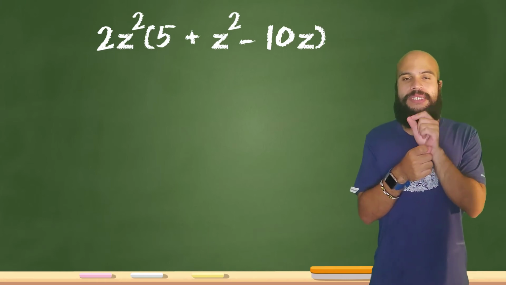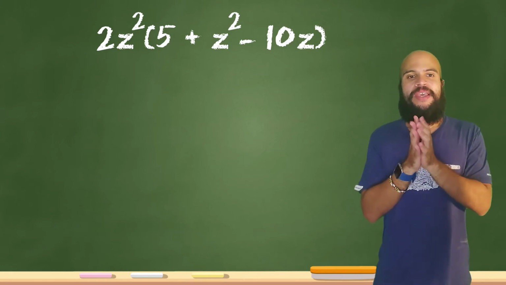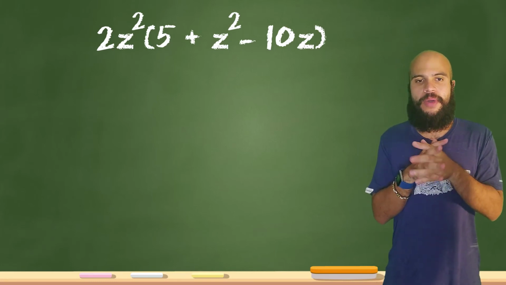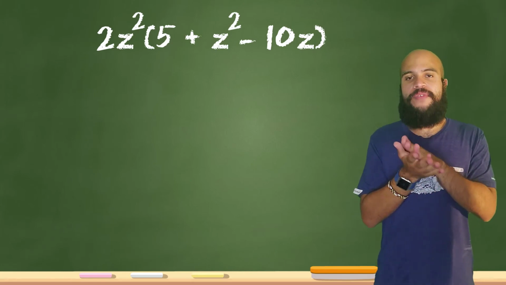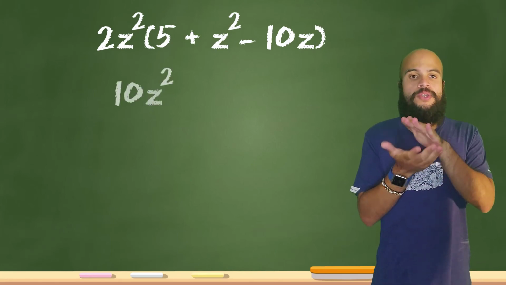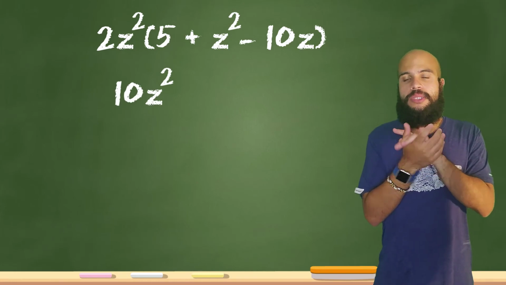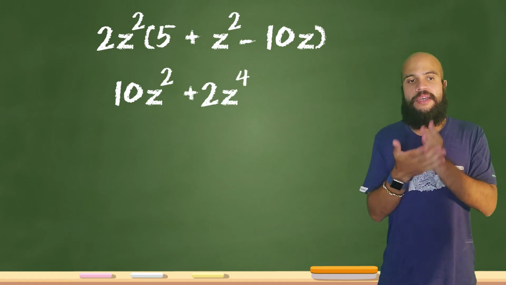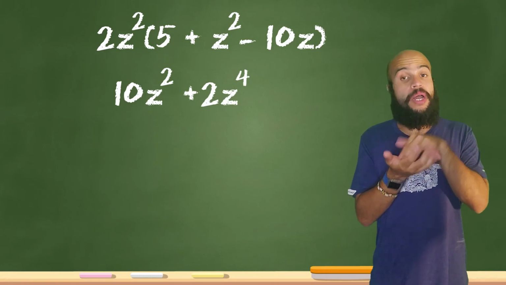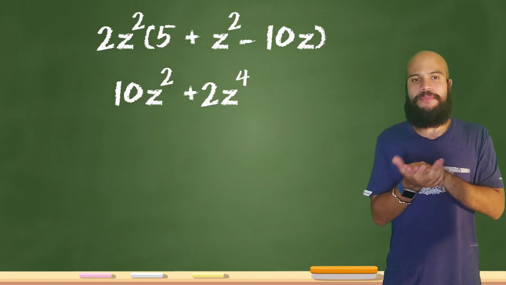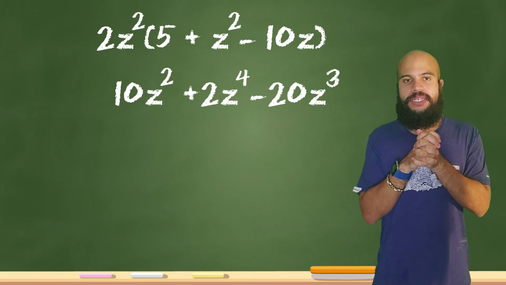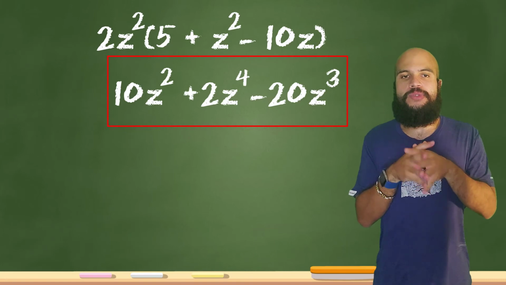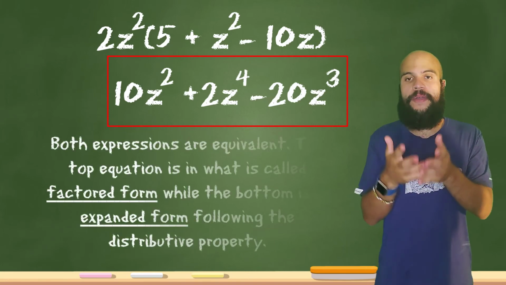When distributing the 2z squared, I make sure I was distributing to every term in the parentheses. All right, hopefully at this point you have that understanding down pretty well. 2z squared times 5 results in 10z squared. 2z squared times z squared results in 2z to the 4th power. And when we distribute to the final term, negative 10z, we get a product of negative 20z cubed. This makes our final expression here 10z squared plus 2z to the 4th power, and then minus 20z cubed, which is our new equivalent expression.